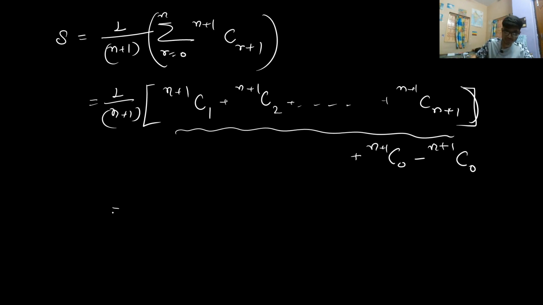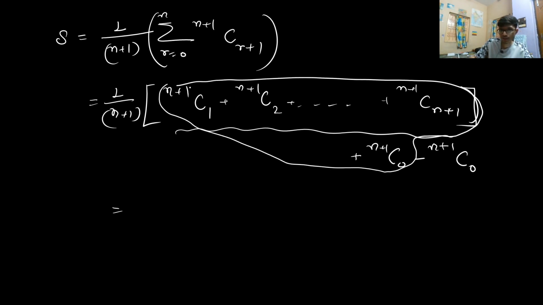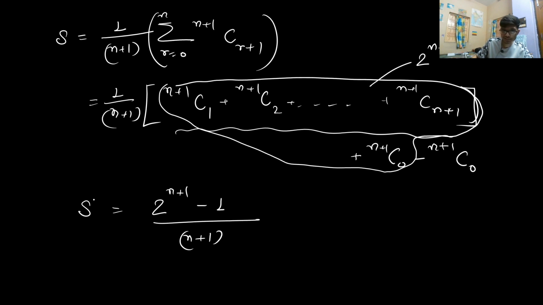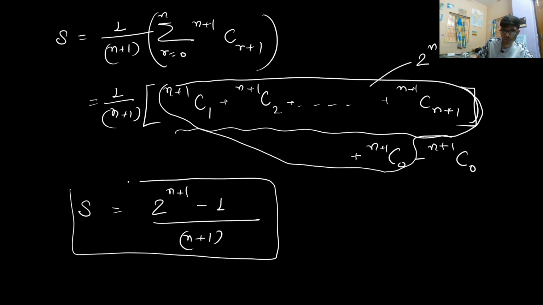So what will the final result be? If we look at this series, it will result in 2 to the power n plus 1. So the answer to this problem will become (2 to the power n plus 1 minus 1) whole divided by (n plus 1). So this is the first method, that is the general term method of solving this type of problem.